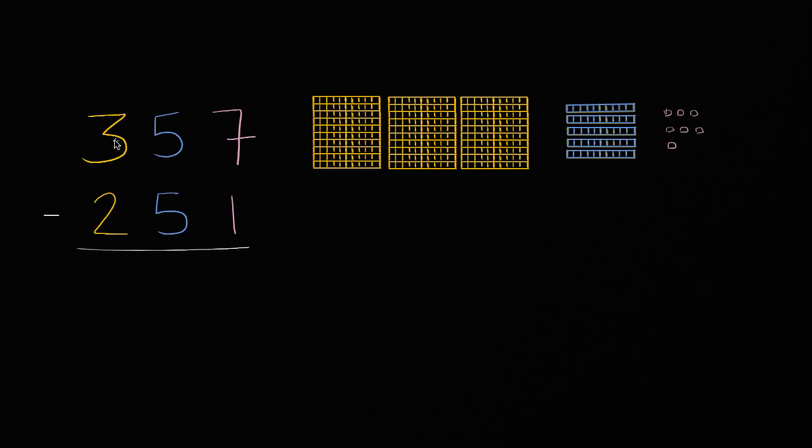We have the number 357. So the 3 is in the hundreds place, so that represents 3 hundreds: 100, 200, 300. That's what this 3 represents because it's in the hundreds place. Let me write that. This is the hundreds place.